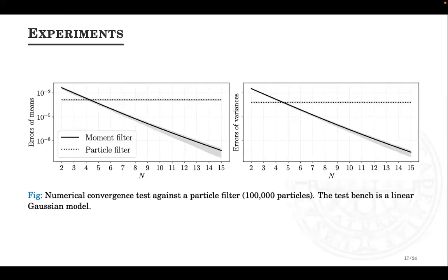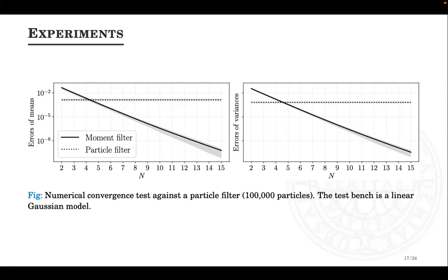And to make it more clear, here's the error of the mean estimates and the error of the variance estimates. You can see that as we increase the order, the errors decrease at a very fast speed. This is plotted in log scale, and it almost looks like a line. So it's not exponential speed, I cannot believe that. It might be some very high order polynomial speed.